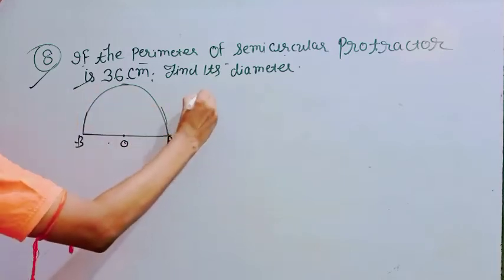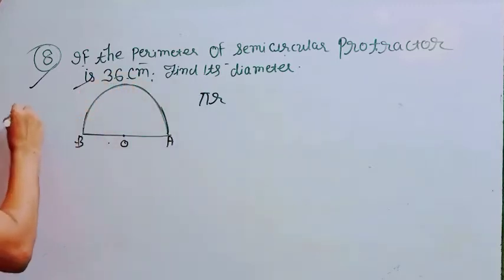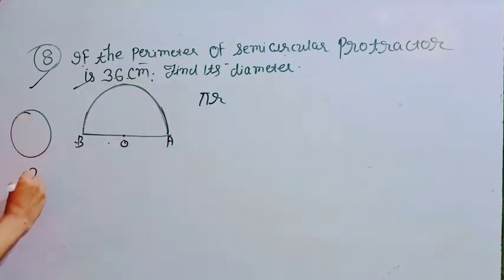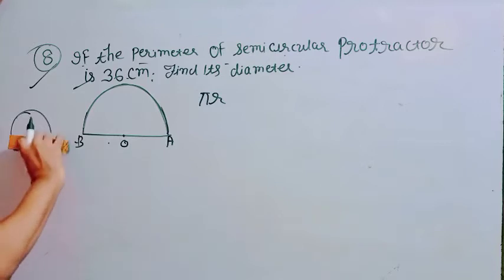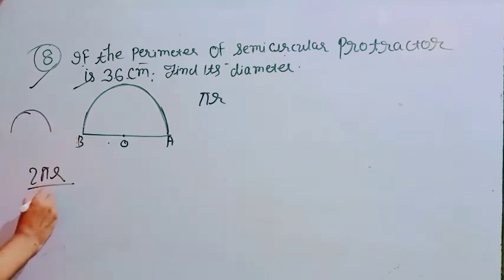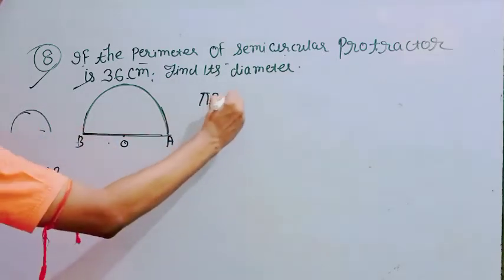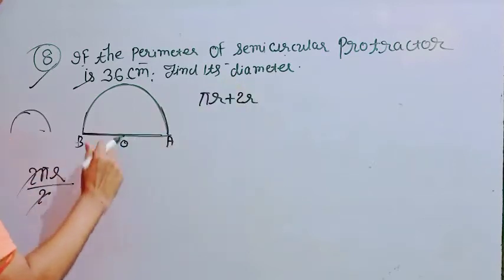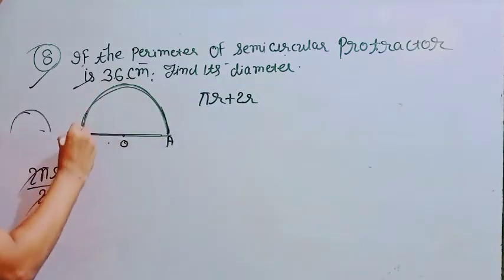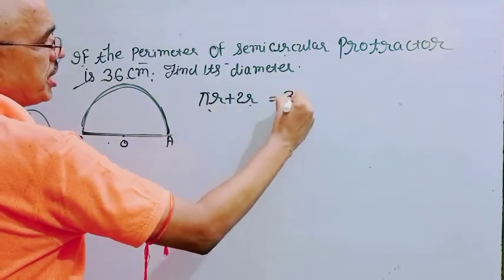The perimeter: pi r is the circumference of this part, that means half of the circle. The whole circle is 2 pi r, but you halve it, so half of the circle is pi r. But this part will also be added, so it is 2r. This is pi r and this is 2r. Then pi r plus 2r is given as 36.